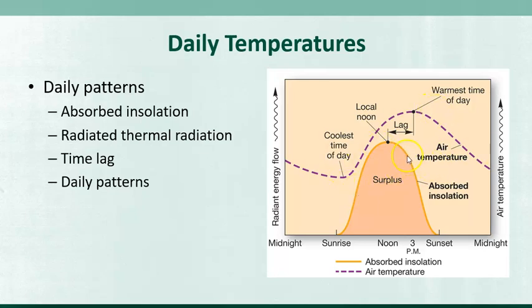Once the energy from the sun drops off and it ultimately sets, there's still energy that has been stored in the planet that continues to heat the atmosphere, which is why air temperatures are still warmer in the middle of the night and don't become their very coldest until right after the sun rises, which is the coldest time of the day. So there's a time lag pattern.